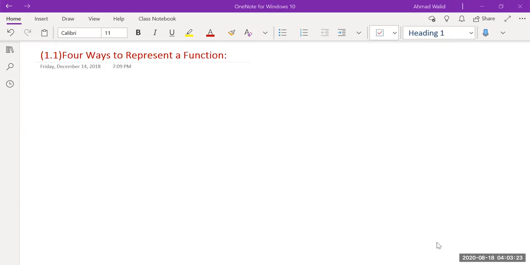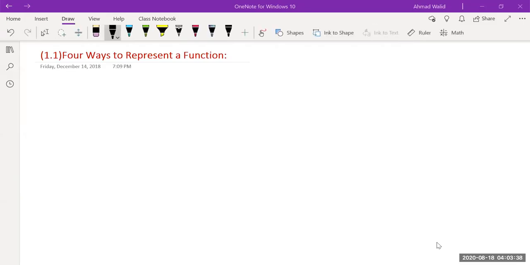I start with 1.1. Your 1.1 is four ways to represent a function, but even before explaining which ways we can represent a function, let's remind ourselves, what is a function? Let's find an answer for this question first. I know many of you may remember the definition of a function, but if not, don't worry. I will give you the definition here, and we will cover the basics of a function.